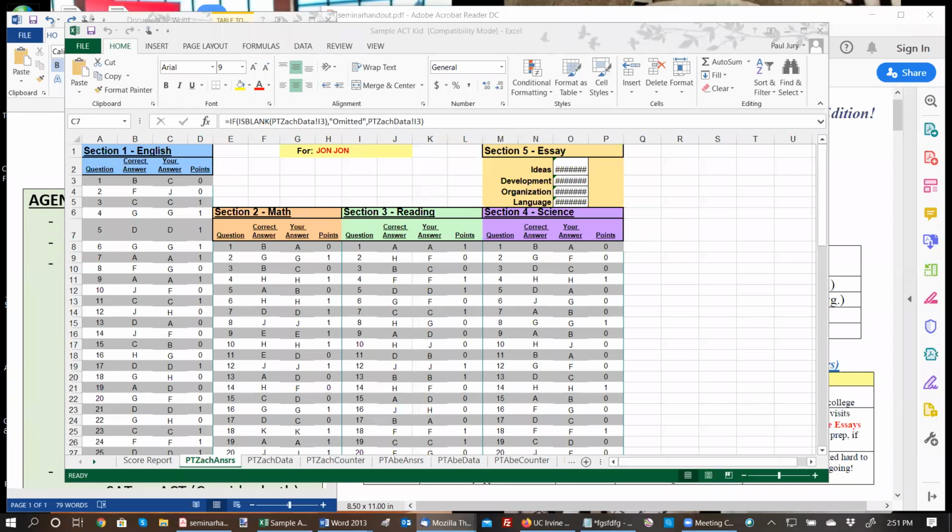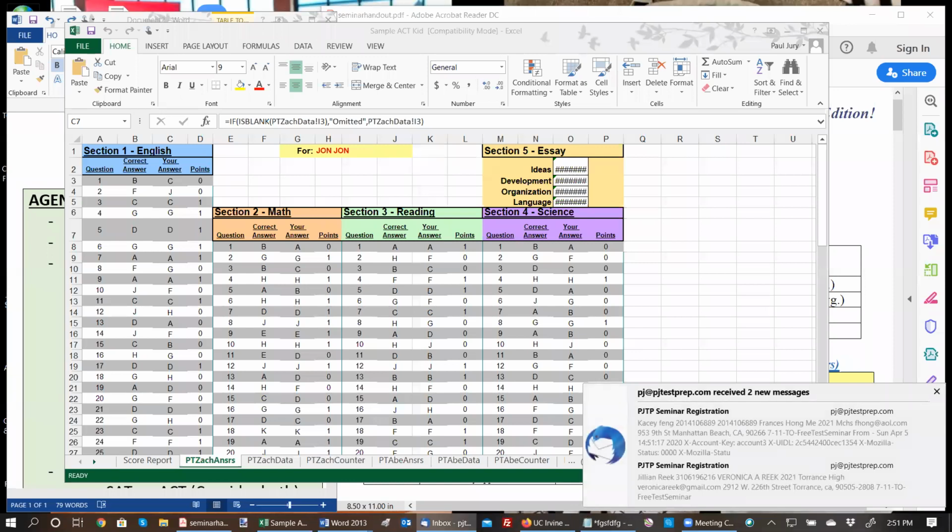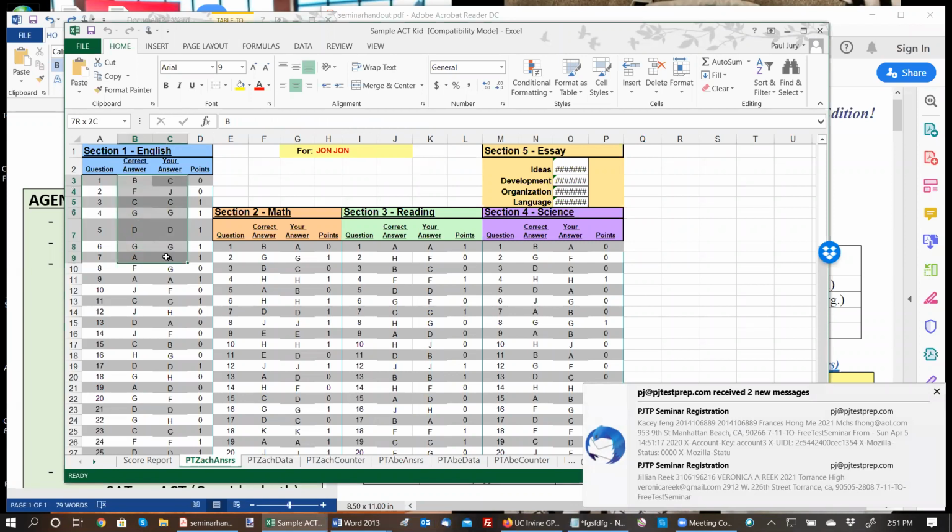Why it's so useful is because this tells you which ones you got right, which ones you got wrong, and what you can do about it. This, for instance, shows that on John's section 1, he got question 1 wrong.